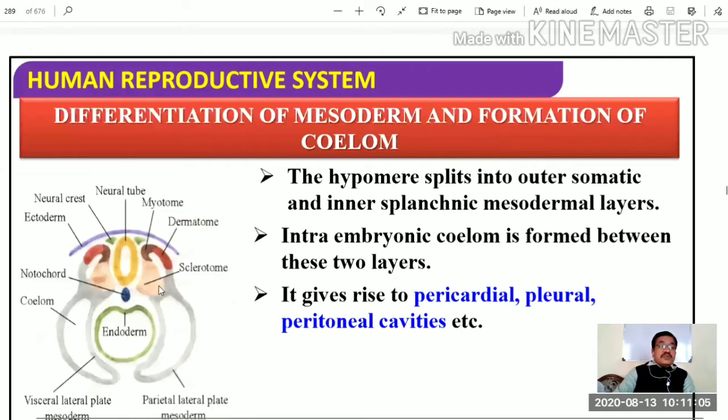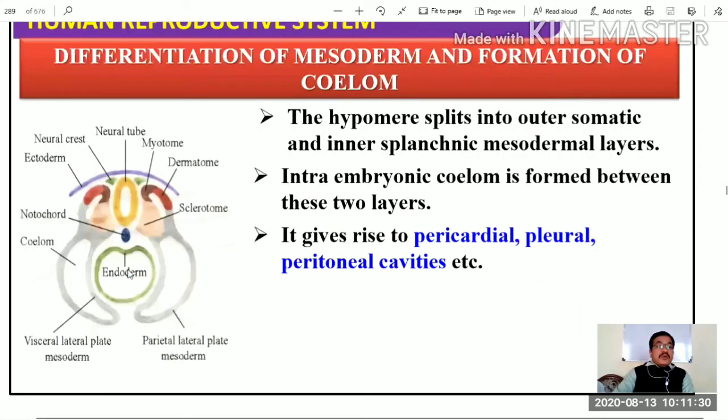So all the parts will be clearly shown here. Okay, so myotomes, these are also here. You can see here myotomes. Then the intra-embryonic coelom is formed between these two layers. So both the layers consist of the intra-embryonic layers.